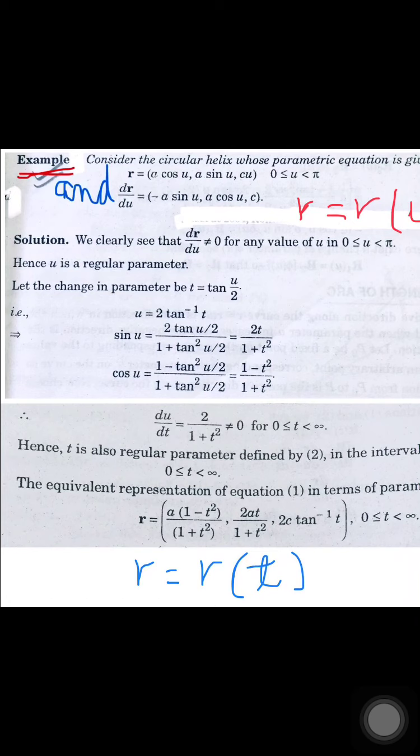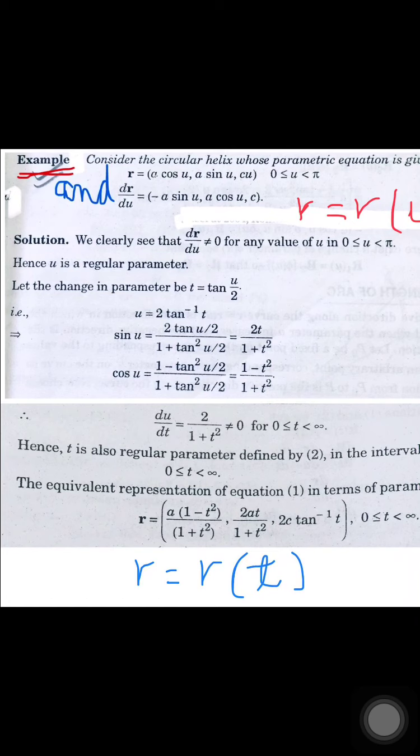Okay, so this implies u is nothing but 2 tan inverse t. If t is equal to tan u by 2, then u by 2 becomes tan inverse t and u becomes 2 tan inverse t. Now sin u and cos u, we break into half of the angle, so we get sin u and cos u in terms of tan u by 2. And putting tan u by 2 as t, we get sin u and cos u in terms of t. These are the transformations with u having a relation in the parameter t.